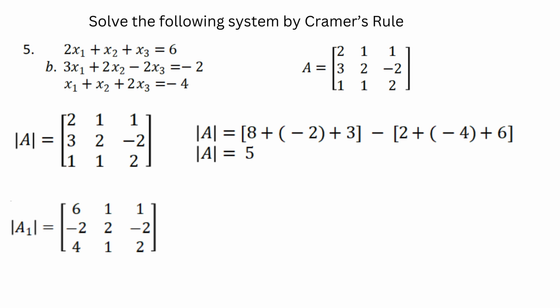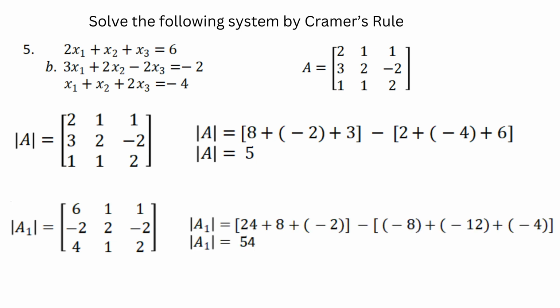Column 2, we have 1, 2, and 1. Column 3, we have 1, negative 2, and 2. By applying the determinant, we have arrived at this solution. The determinant of A sub 1 is equal to 24 plus 8 plus negative 2 minus negative 8 plus negative 12 plus negative 4, and that is 54. So our determinant for A sub 1 is equal to 54.